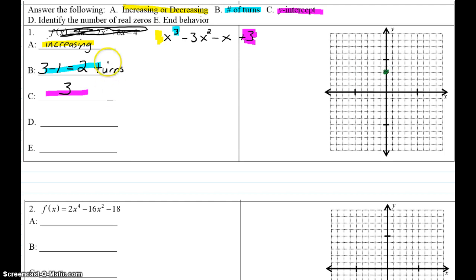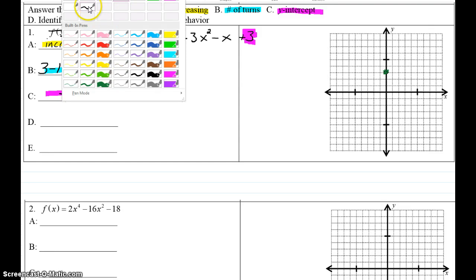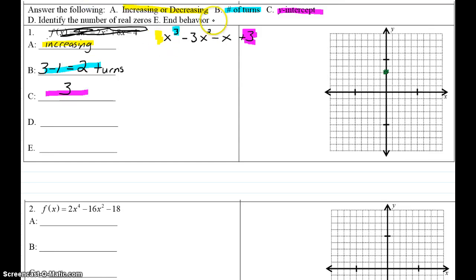Alright, now identify the number of real zeros. We look at our function, and since it has 4 terms, we're going to try grouping. As we look at x cubed minus 3x squared, what do they have in common? They both have an x squared, so this becomes x squared times x minus 3. Now we look at the next 2 terms, negative x and positive 3. That looks a lot like this, except the signs are opposite. So we can take out a negative 1, and that'll change both of our signs, so we get negative 1 times x minus 3.